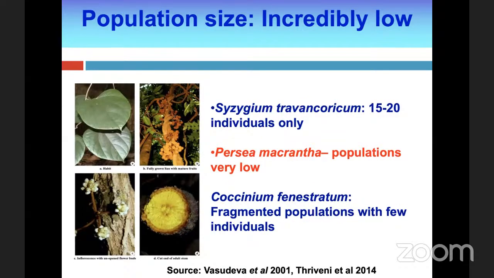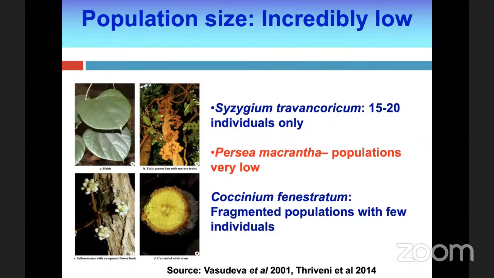Similarly, for many species, you already have incrementally low population size. For example, Ceasalpinia travancoricum has no breeding individuals. There are only about 20 individuals, and similarly you have very few individuals of Persea macrantha or Coscinium fenestratum. As I told, for Ceasalpinia travancoricum, you have in a population only about 15 to 20 breeding individuals, and that is a very, very low population size.